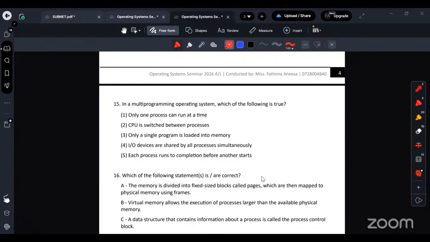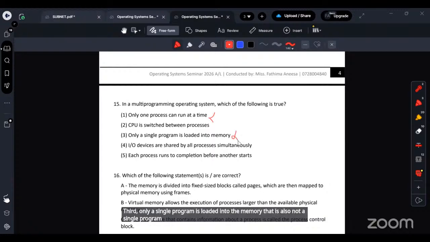So first one, only one process can run at a time. We know that is false. Third, only a single program is loaded into the memory. That is also wrong, not a single program. This describes uniprogramming. In multi-programming, several programs are kept in main memory simultaneously.